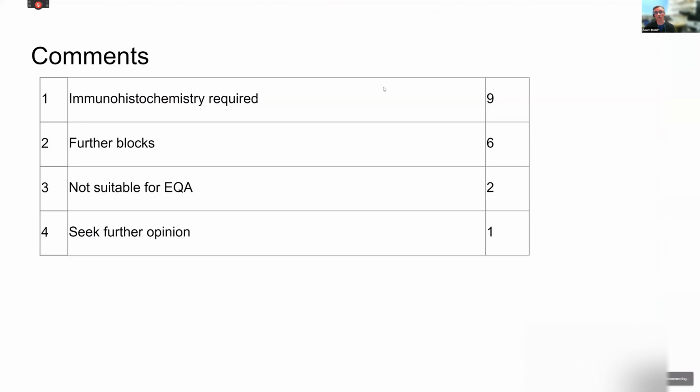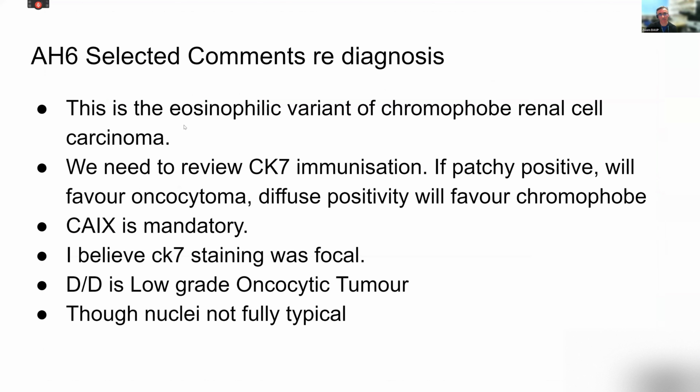Some requested more immunohistochemistry as part of the panel. Some were quite confident that this is the eosinophilic variant. It would probably need to be a little bit more eosinophilic than that to be that variant. Some wanted to see the extent of the CK7 staining. And again, a few people used the term low-grade oncocytic tumor, which I'll come on to in a second.